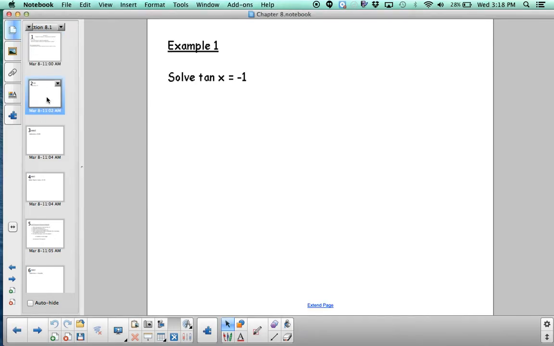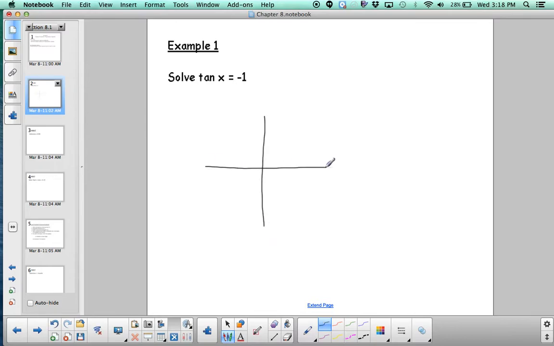So the first example here, we're asked to solve the tangent of x is equal to -1. Now, if you're thinking about the tangent of x and when it's equal to -1, and you think back about the graph, then you know pretty quickly that the answer is at -pi/4. So you already know that the answers are going to be that x is equal to -pi/4 plus pi times k, where k is an integer, any integer.